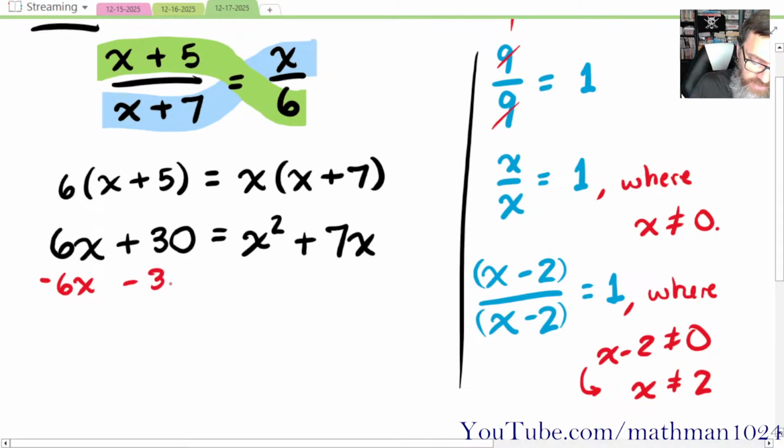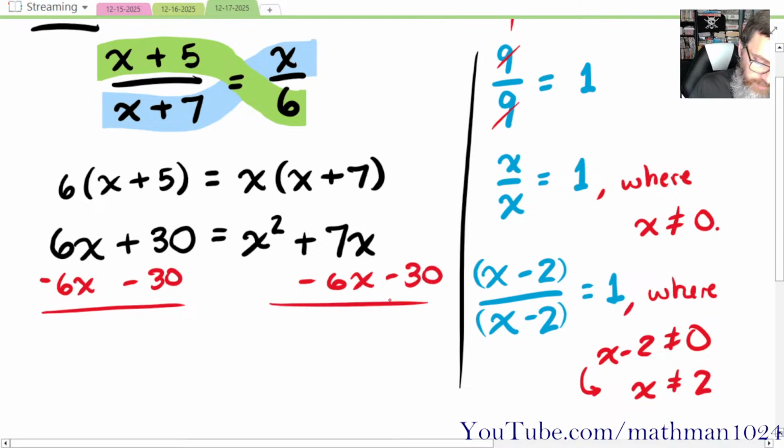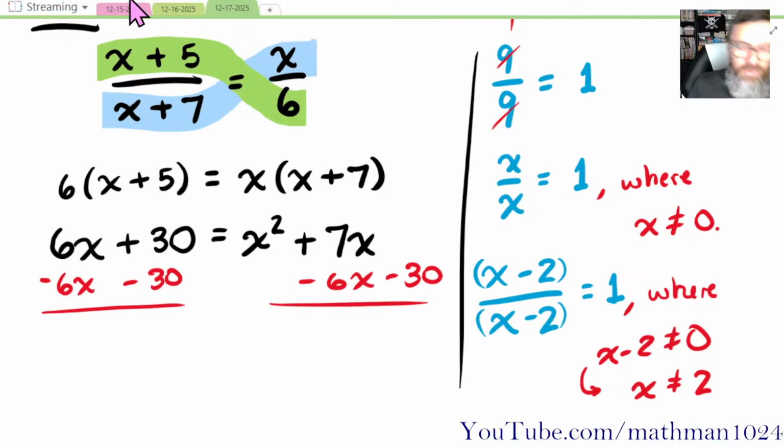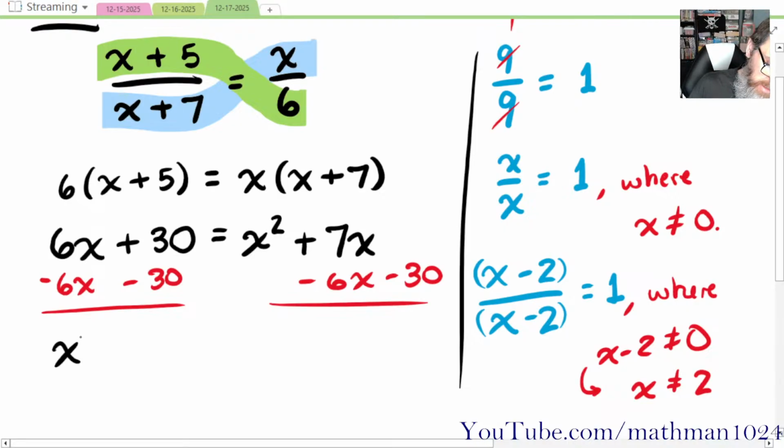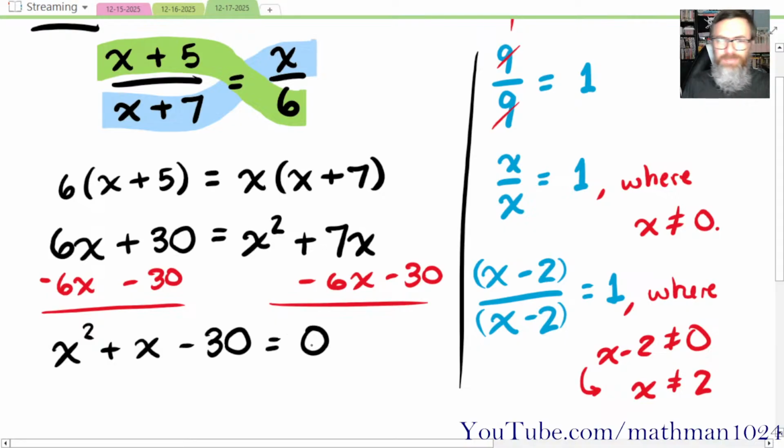So I'm going to move both of these terms from the left over to the right. And so you'd have 0 on the left. You might as well just have that on the right. So I'm going to rewrite this as x squared plus x minus 30 equals 0.